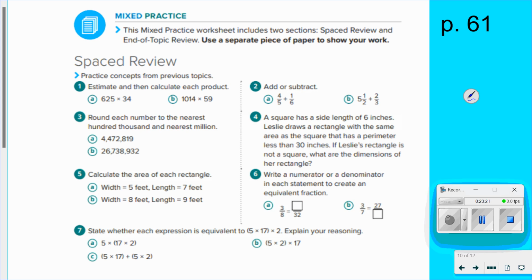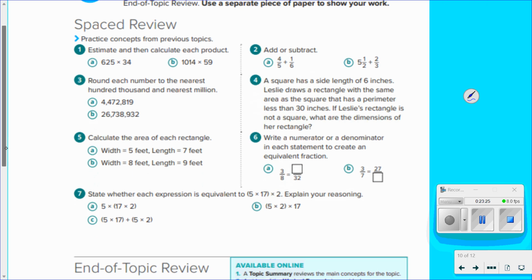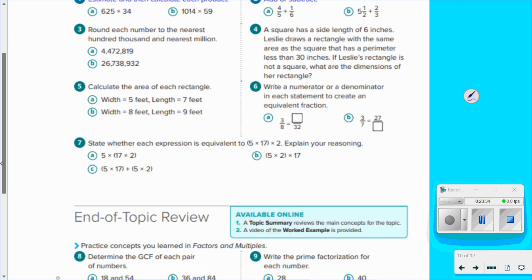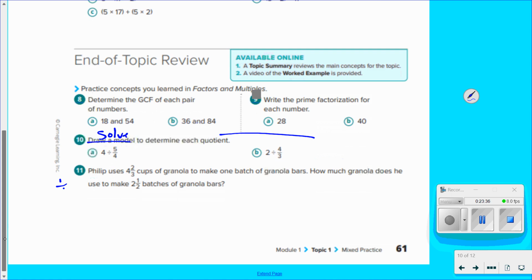Okay, the first part of your review on page 61. This part, I'll be honest, isn't as important for your quiz, but it does give some very good review on some of the concepts we have covered. Shouldn't take you very long. The end of topic review is really the most important part.